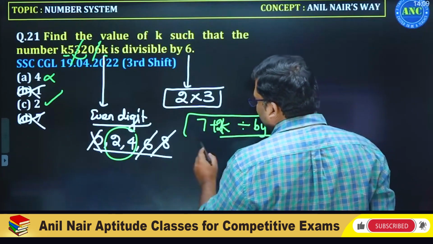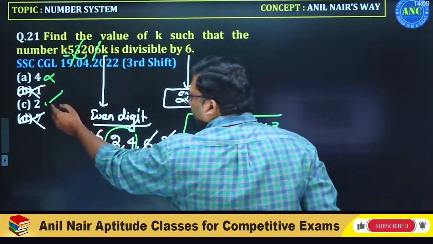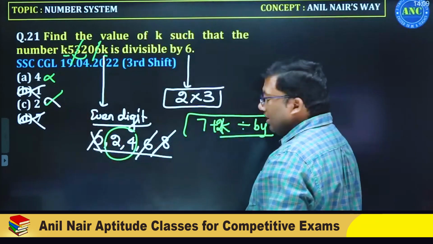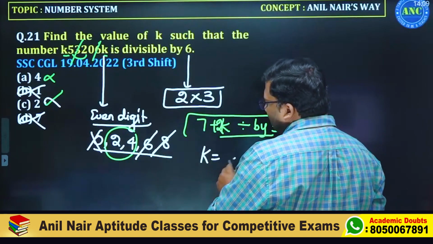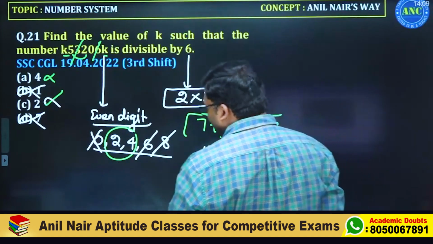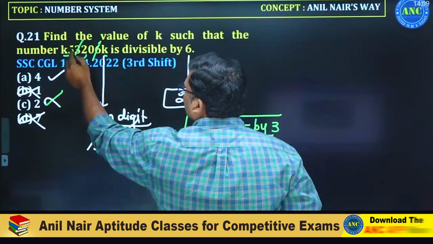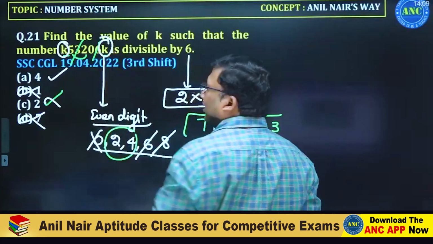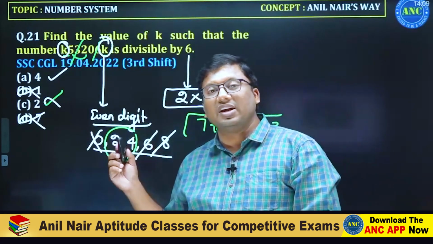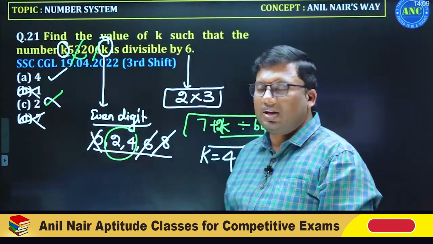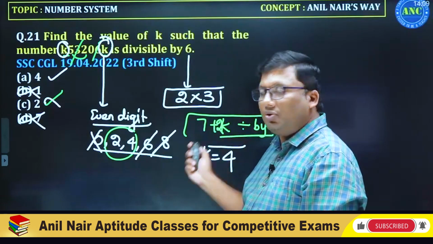So K, if I take 4, 2 twos are 4, 4 plus 7, 11. If K is 4, 8 plus 7, 15. That means the K value has to be, the answer is 4. It is 7 plus 2K, not 7 plus K. Here 1K is there, here 1K is there. Do not make a silly mistake like me, sir. It is 7 plus 2K. I hope the idea is very much clear to you.